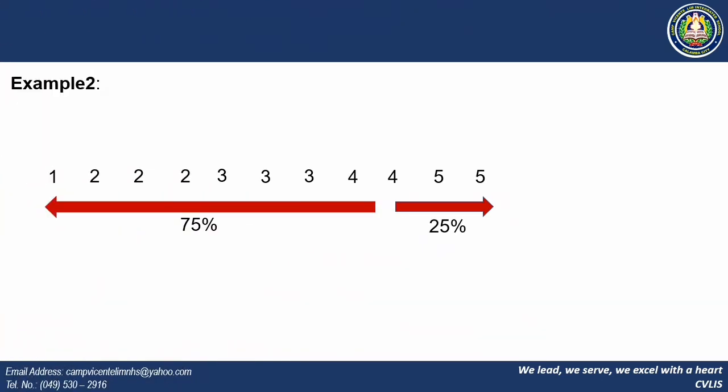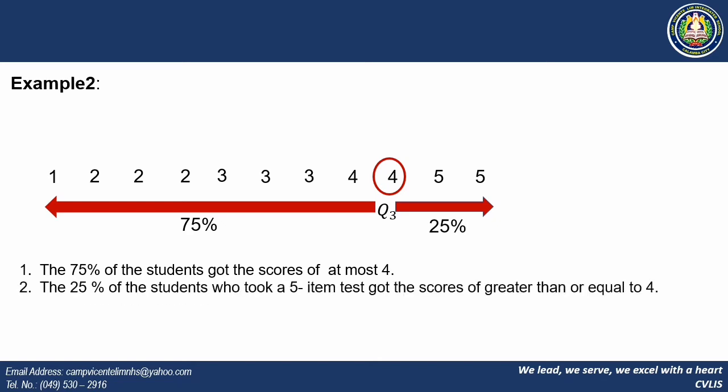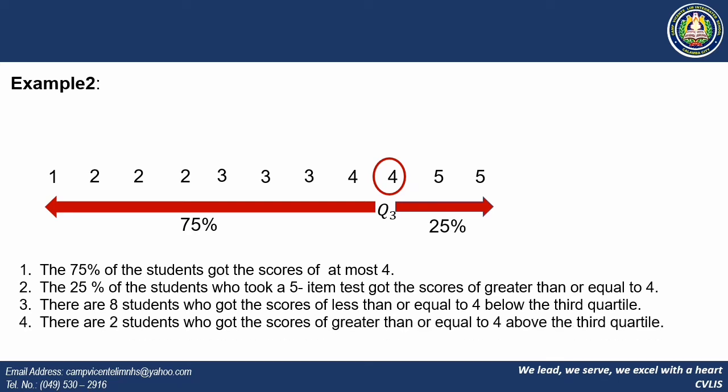For example number 2, I will use the third quartile, which is 4, in describing this ungrouped data. And here are the possible observations or descriptions of the ungrouped data. The 75% of the students got the scores of at most 4. The 25% of the students who took a 5-item test got the scores of greater than or equal to 4. There are 8 students who got the scores of less than or equal to 4 below the third quartile. And there are 2 students who got the scores of greater than or equal to 4 above the third quartile.